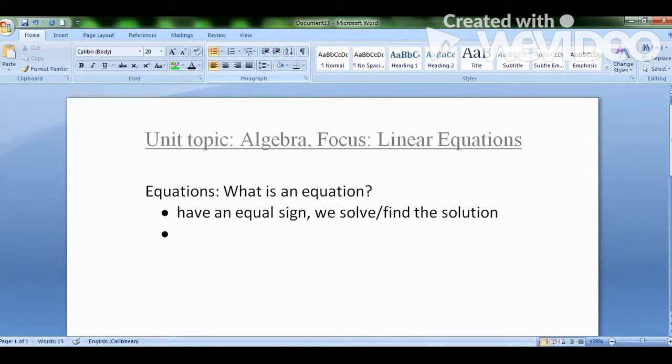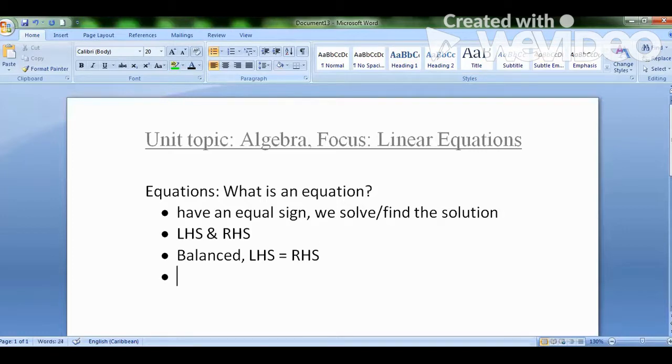So that's one property. Now all equations have what we call a left-hand side and a what? A right-hand side. Now all equations must be balanced. What does that mean? It means that the left-hand side must be equal to the right-hand side. In other words, what you do on the left, you have to do on the right.